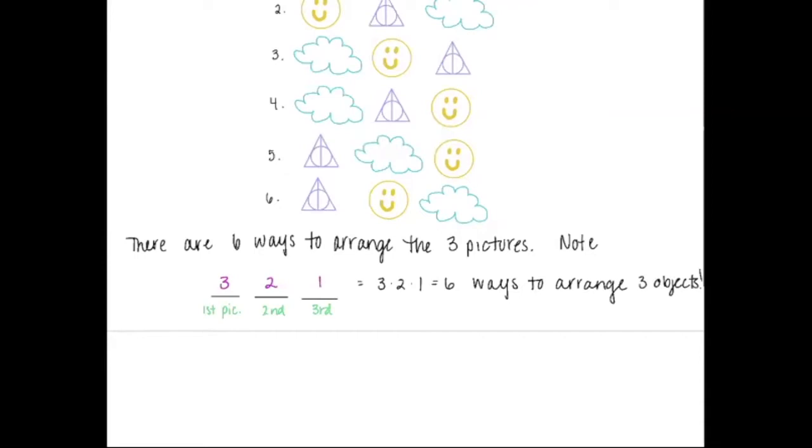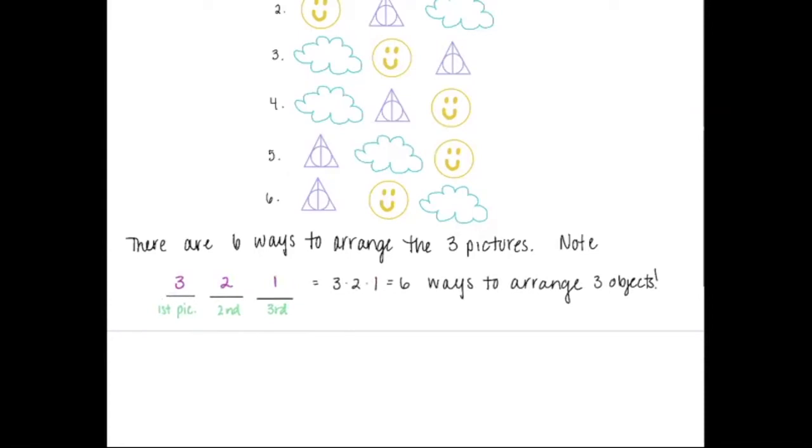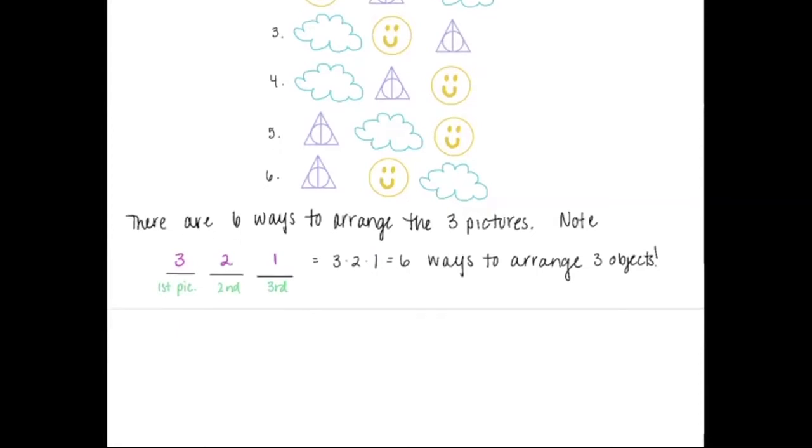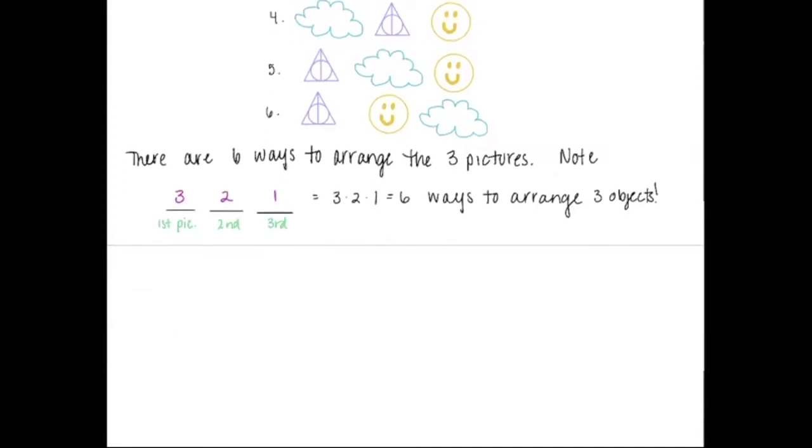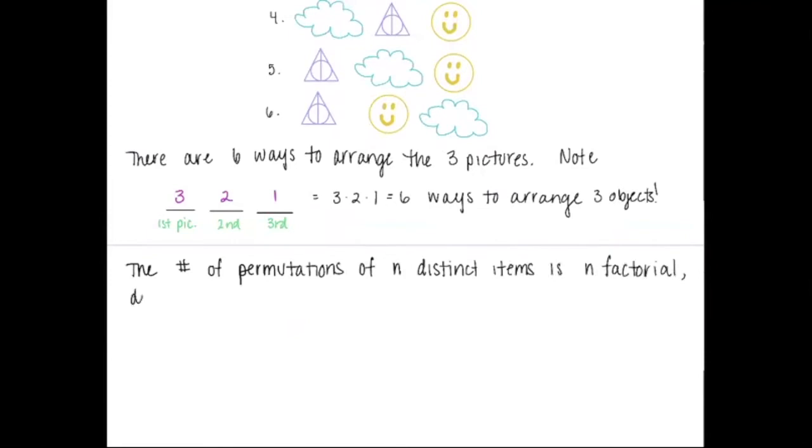And this is going to happen a lot. If I ask you for 8 objects, you have 8 for the first position, 7 for the second, and you keep losing one until you get down to 1. So the number of permutations of n distinct items is n factorial, which is denoted as n with an exclamation point.